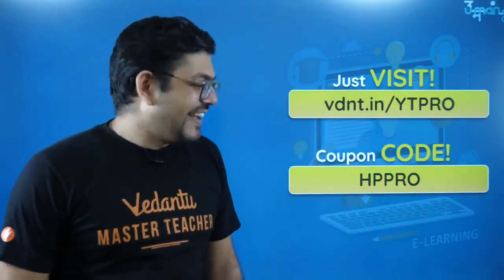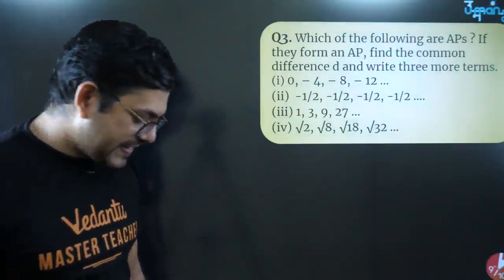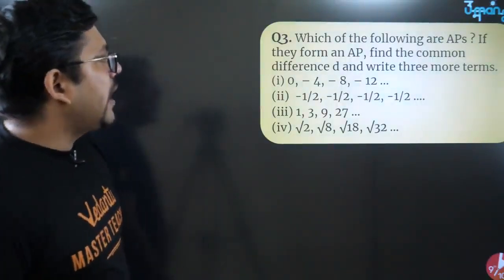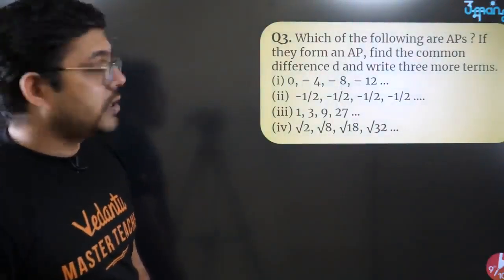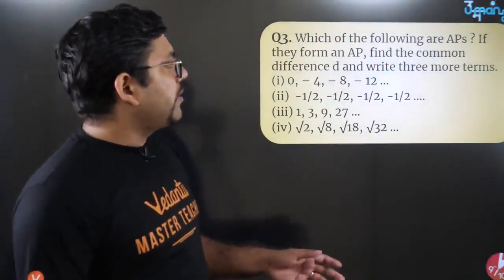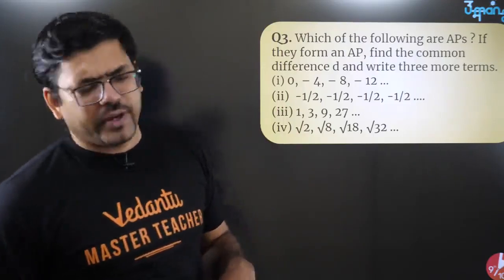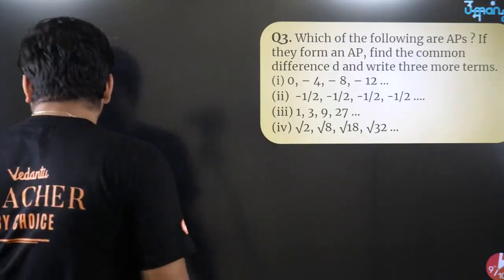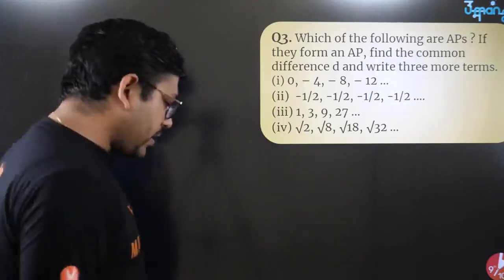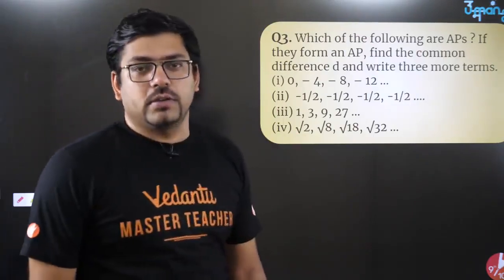Cool. Here's the next one, guys. The next question says, which of the following are APs? First of all, we have to ascertain whether they form an AP, find the common difference D, and write 3 more terms. Always remember that an AP has a very simple rule: your constant difference should be the same.